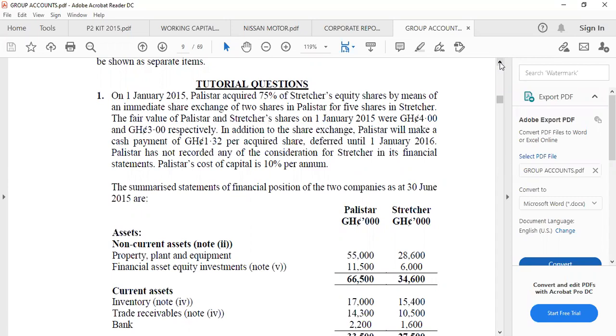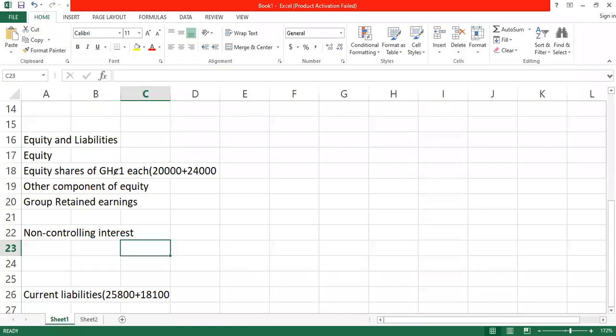How many shares were acquired by Polystar? 15 million. So 15 million times what? 1.3. Okay, what is the value there? For us to know the value, 19.8 million. To know the value of that one, we multiply the value per share times the number of shares acquired. That would be 19,800, isn't it?